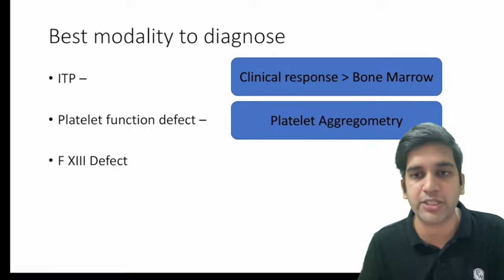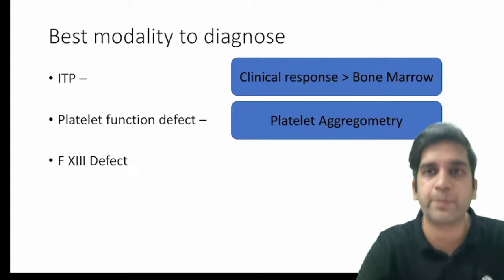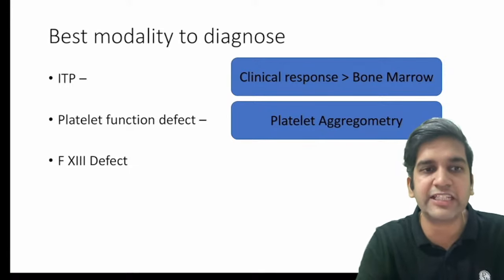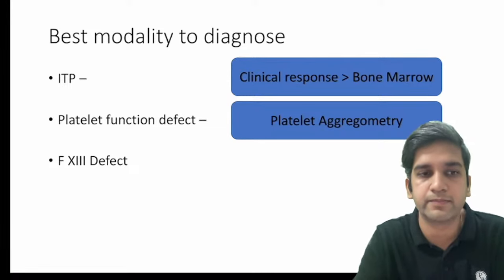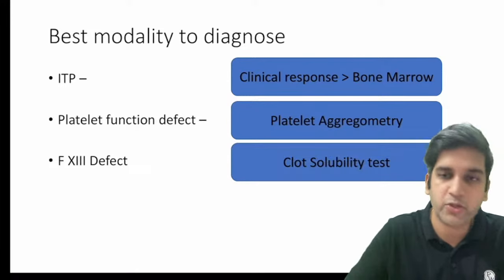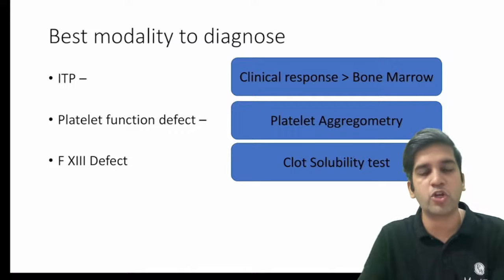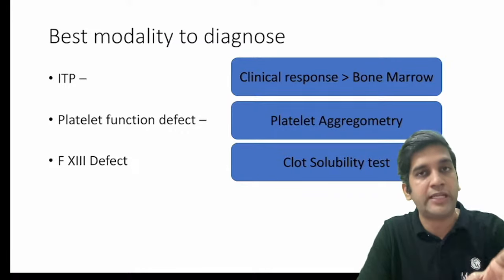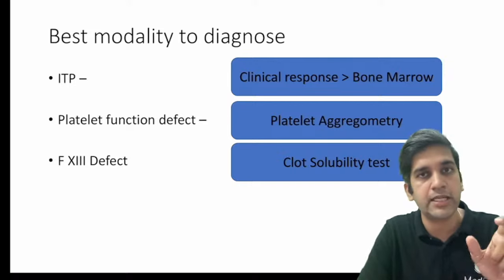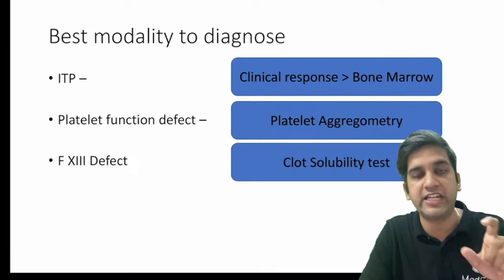Factor 13 deficiency. What's the first thing which comes to your mind? We have something called a clot solubility test, right? So clot solubility test is the best investigation of choice for factor 13 deficiency, or you have one more name for this called the urea lysis test, where also it can be used for factor 13 deficiency, right?